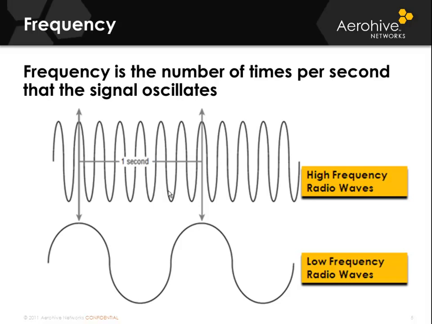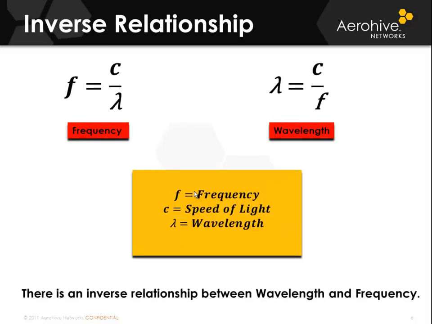And that is illustrated by the inverse relationship between frequency and wavelength. Frequency is equal to the speed of light divided by the wavelength, and the wavelength is equal to the speed of light divided by the frequency. Therefore, they have an inverse relationship. The greater the frequency, the smaller the wavelength. The lower the frequency, the larger the wavelength.